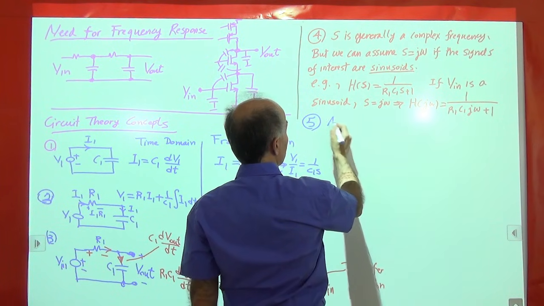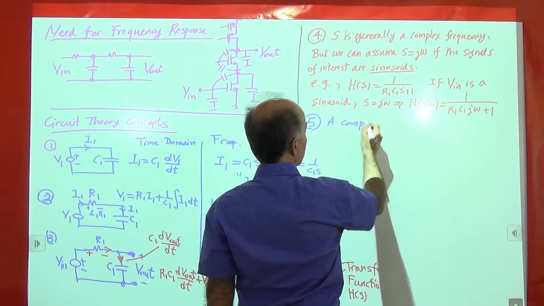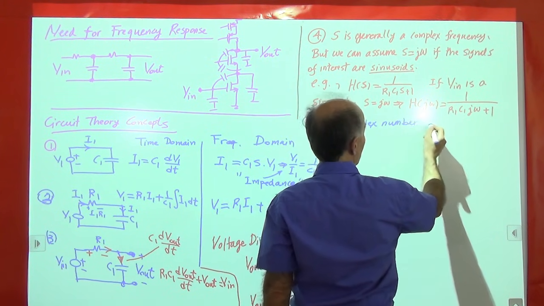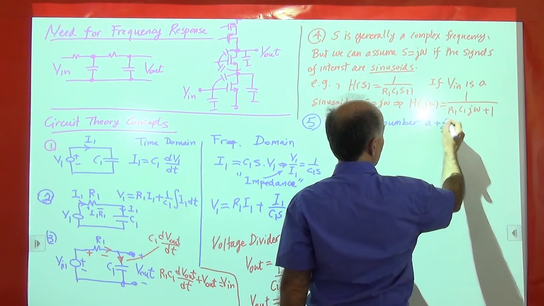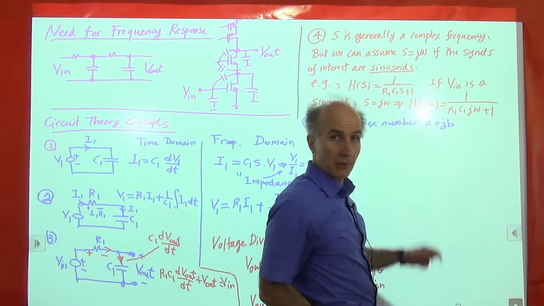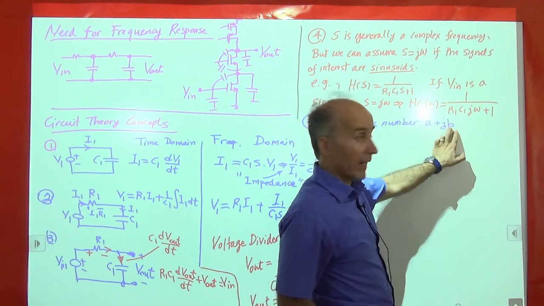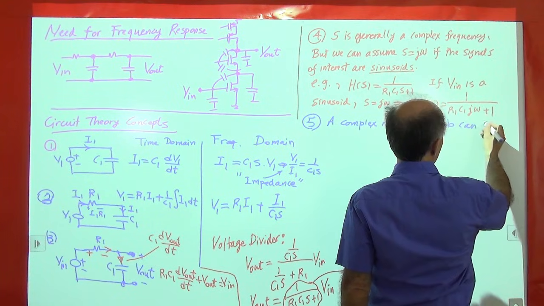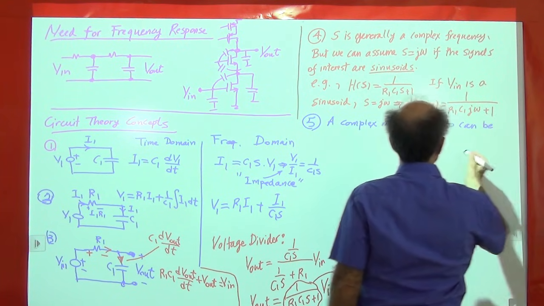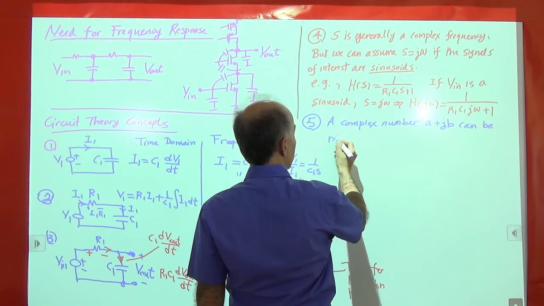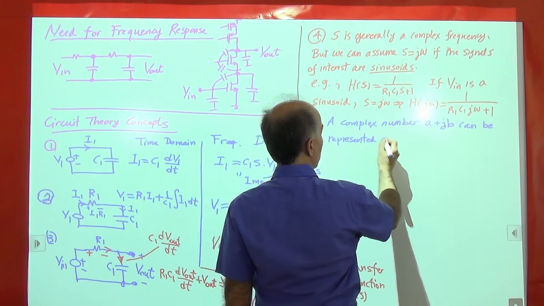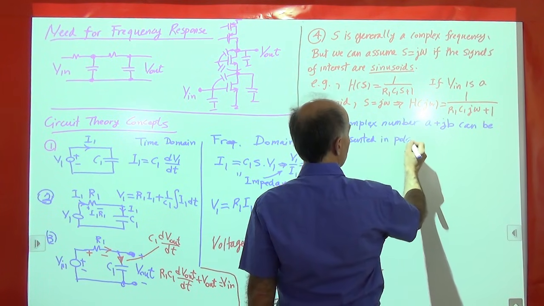A complex number, a plus jb, this is a complex number, right? This is the real part, this is the imaginary part. It can be represented in polar form.